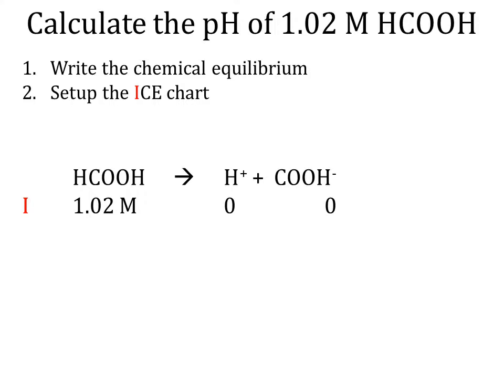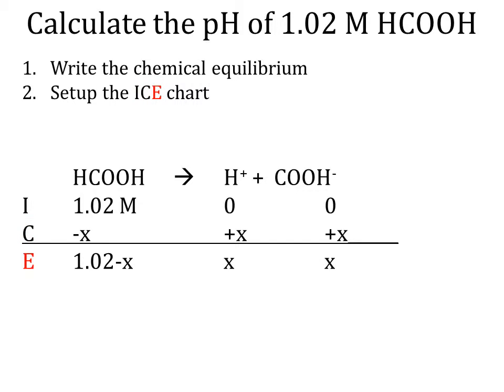I stands for initial. The initial concentration of formic acid is 1.02 molar. The initial concentration of H+ before dissociation is approximately 0, and the concentration of formate is 0. The change as formic acid dissociates is denoted as -x, +x, and +x. The -x is because the formic acid concentration will decrease. The +x indicates that the H+ and the formate concentrations will increase.